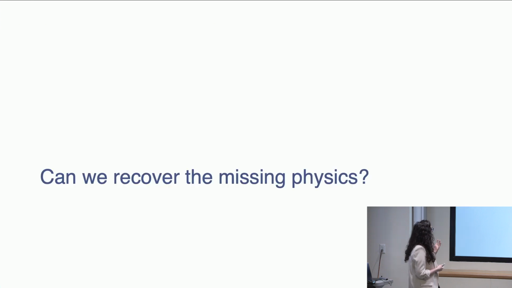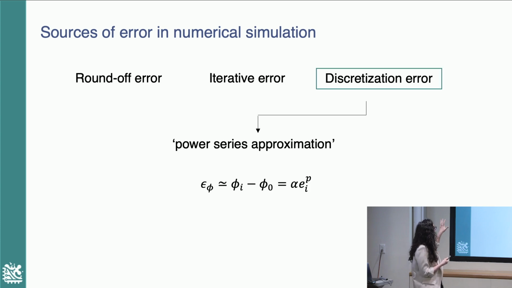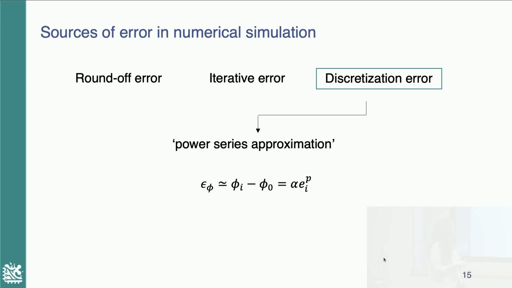And then we started thinking, okay, now we have everything set up. We see this loss of information. So can we recover the missing physics with our model? That was the goal. In order to do that, we need to think about what is lost here, what the sources of error are. We know we have different types of error, round-off error, iterative error, but in this case, when you're comparing low and high resolution, your main source of error is discretization error.